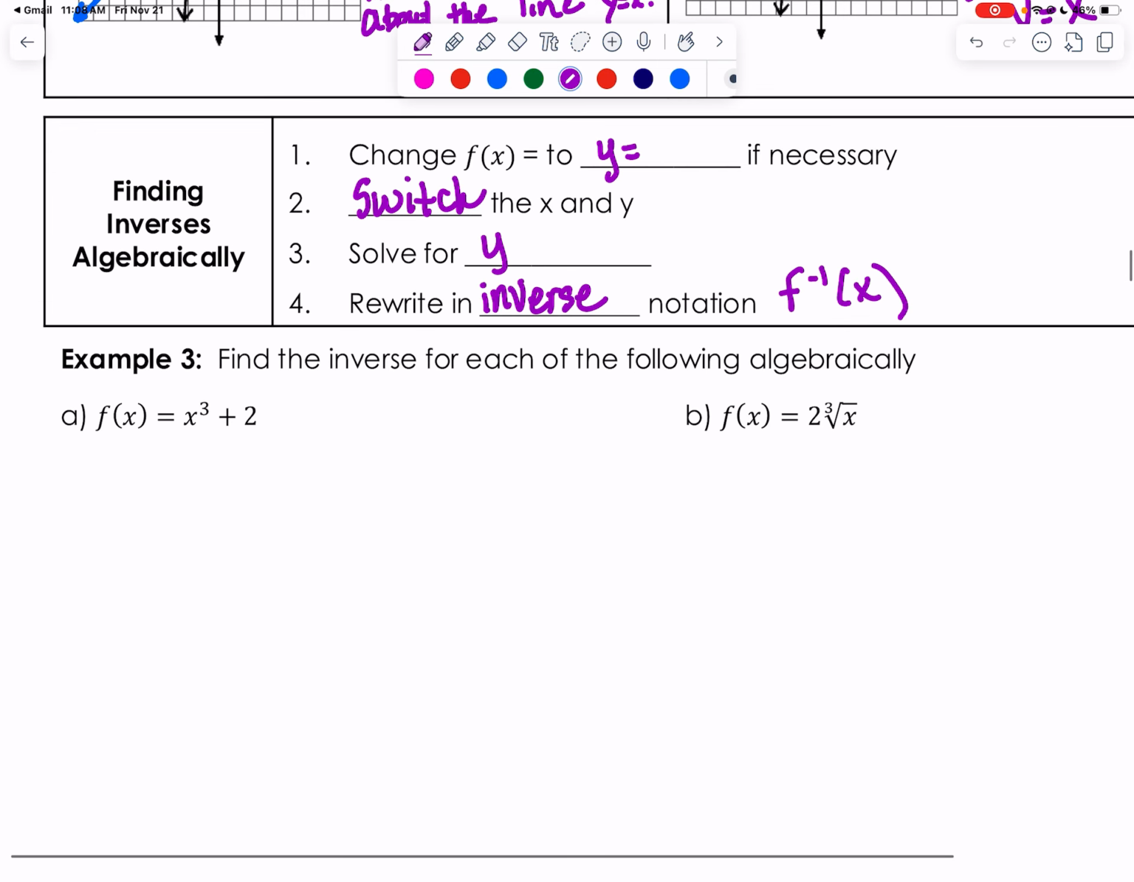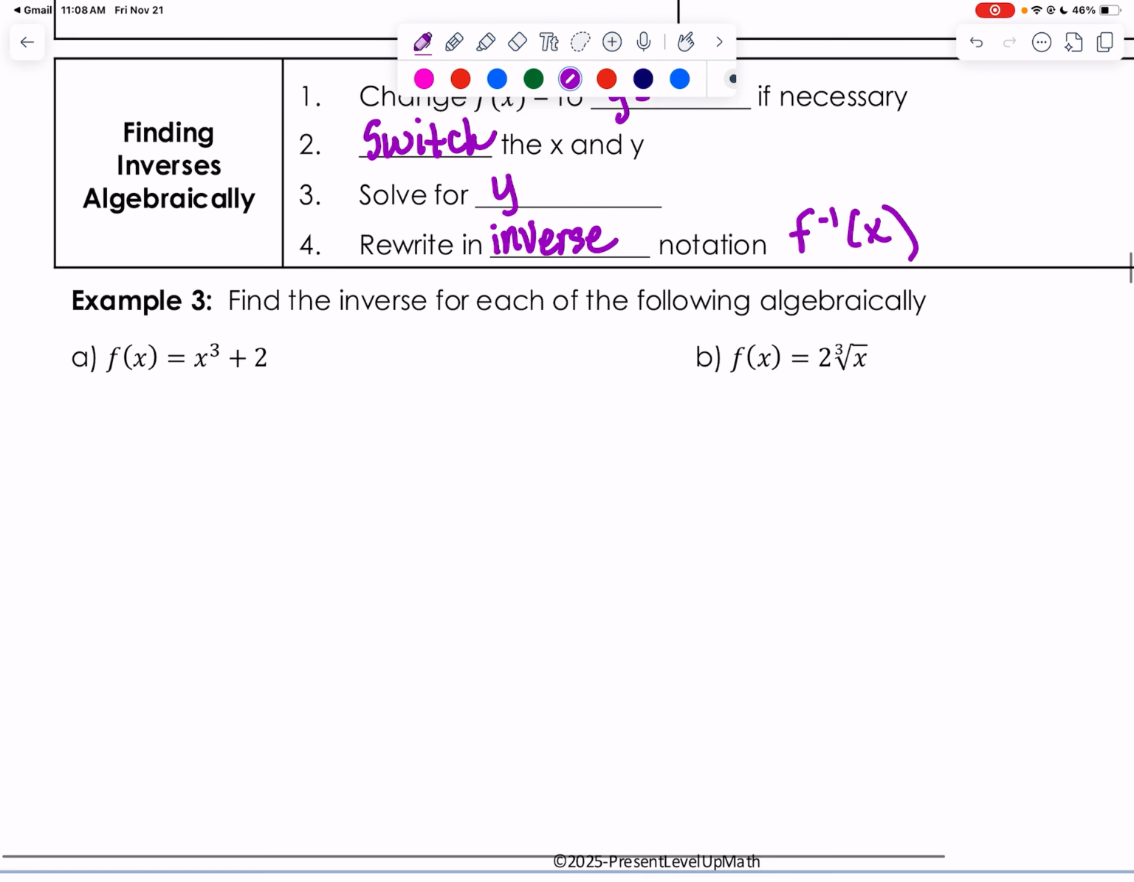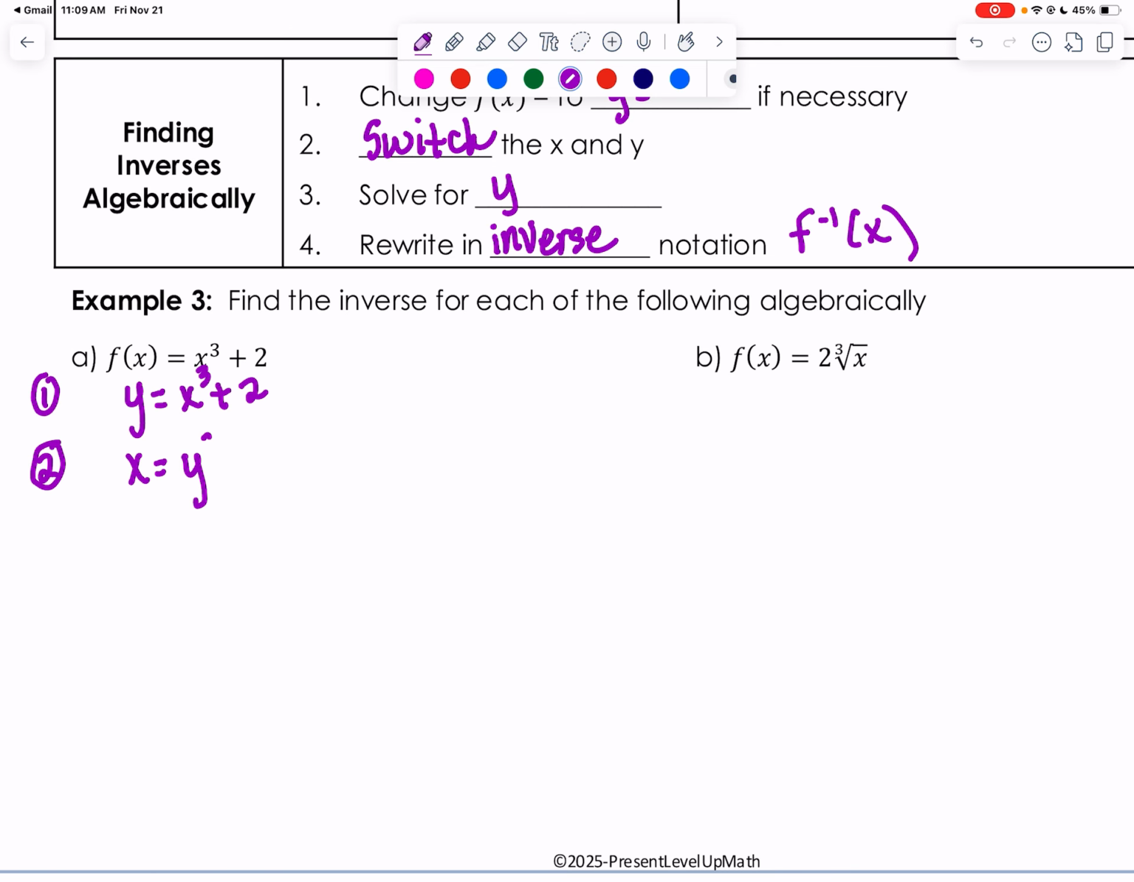So, example 3, find the inverse for each of the following algebraically. So, step 1, replace the f of x equals with y equals. So that's pretty easy. y equals x cubed plus 2. I didn't really do any math there. I just rewrote f of x as y equals. Step 2, switch the x and the y. So instead of y equals, I'll have x equals y cubed plus 2.